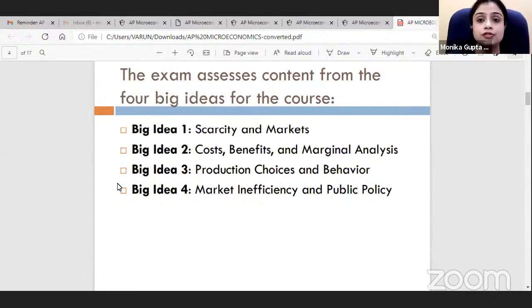And whatever decision you're taking, a cost is always associated with it. So you should be able to analyze that when you're choosing this option, what sort of cost you need to pay for it. Okay. Now, big idea three is all about production, choices, and behavior.